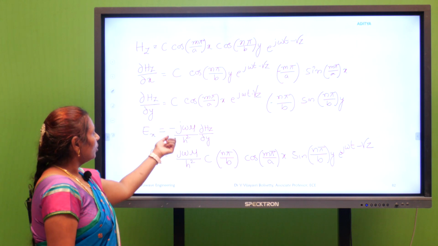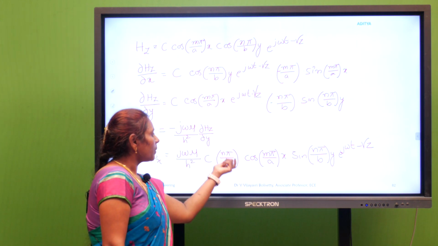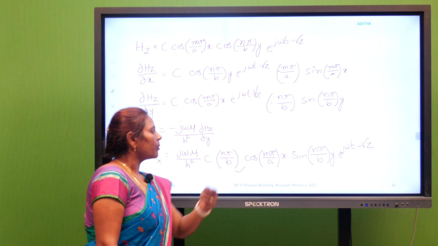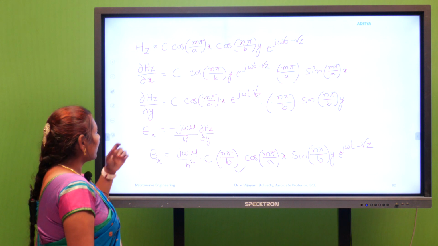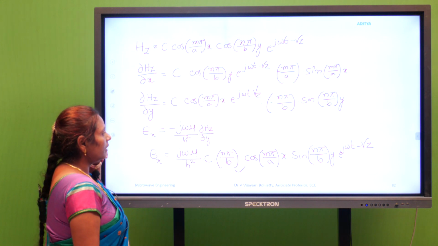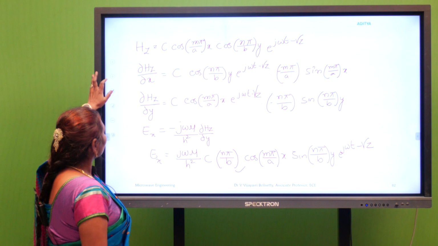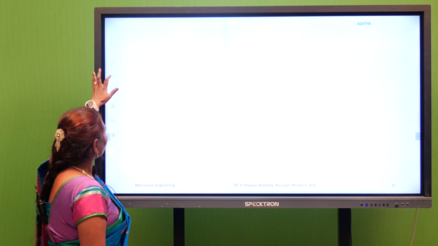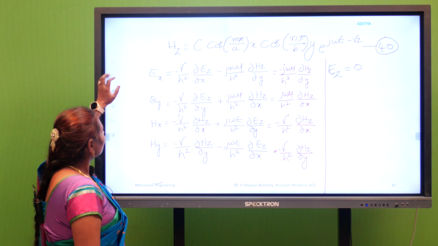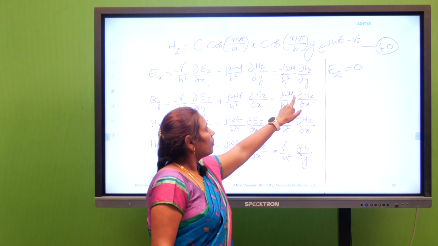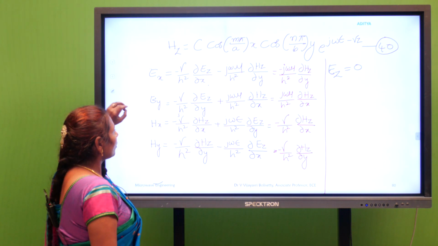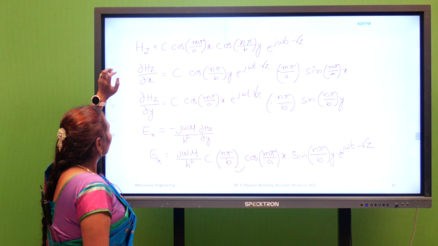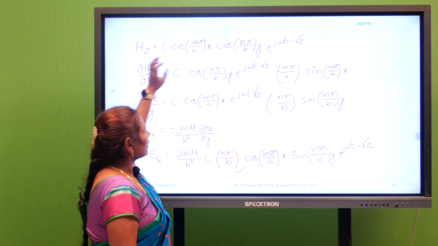Ex is equal to j omega mu by h square c n pi by b cos m pi by a x sin n pi by b y e power j omega t minus gamma z. Similarly, we can find Ey, Hx and Hy. So let us see what is Ey. For Ey, we need to find j dou Hz by dou x, and we have to substitute it in the j omega mu by h square expression. So that means we have to substitute this dou Hz by dou x there.